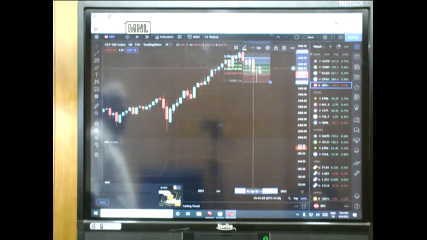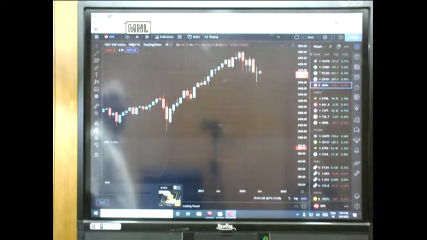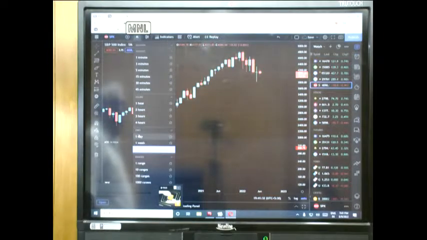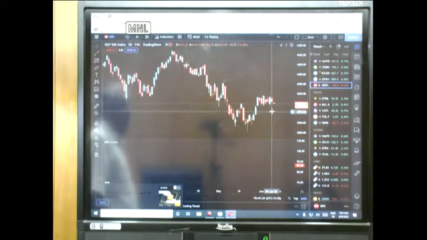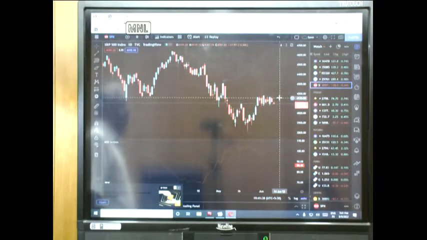So we look at the daily chart right now. Based on this daily chart, in the case of S&P, this particular close has been taken off, so now we should be looking towards this particular close.